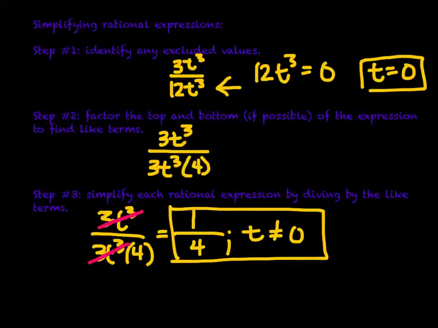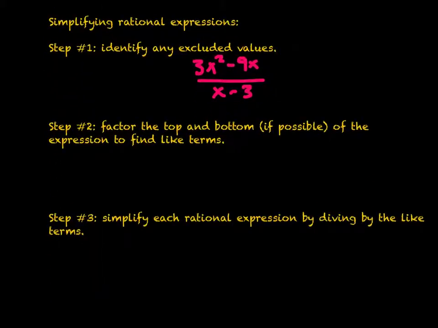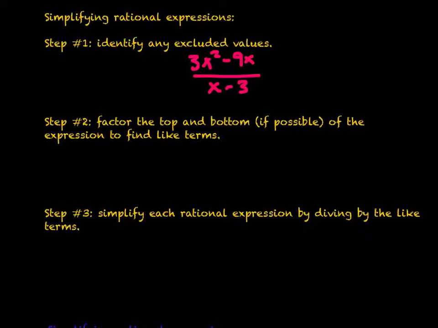So let's try another problem, see how we do with this. Let's go through this whole concept again. We have 3x squared minus 9x over x minus 3. So first things first, we need to identify our excluded values, so we're paying attention to that denominator.